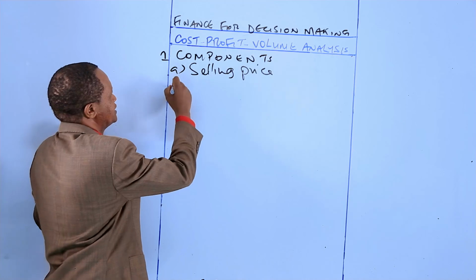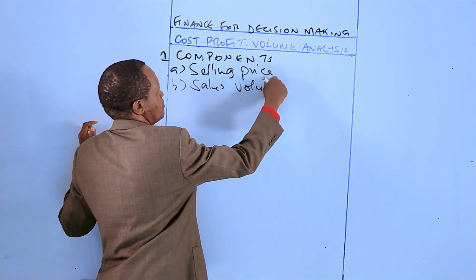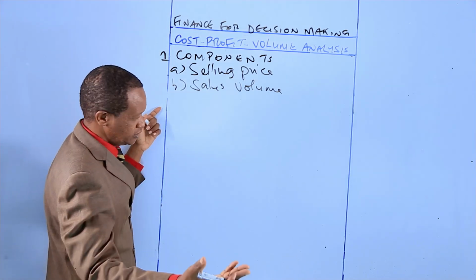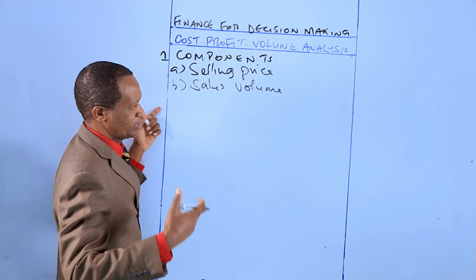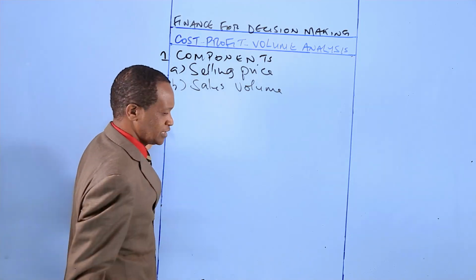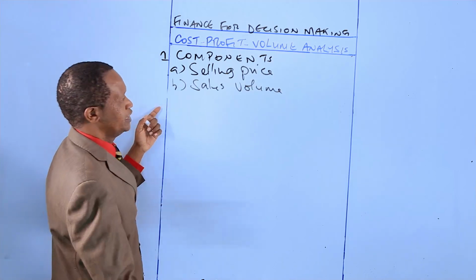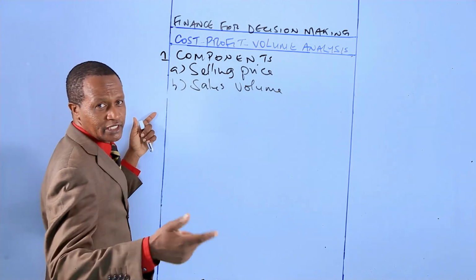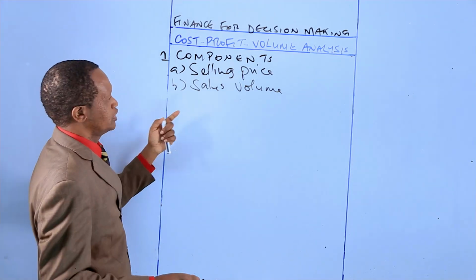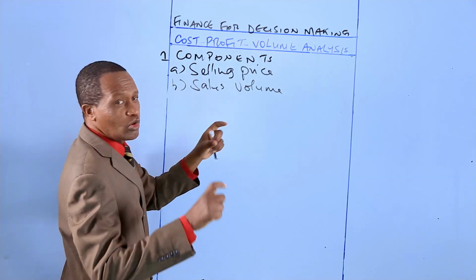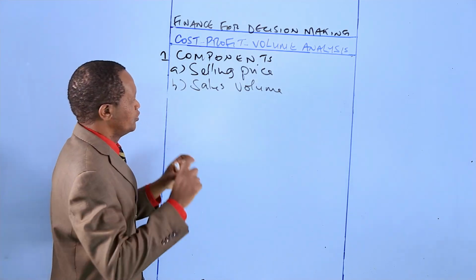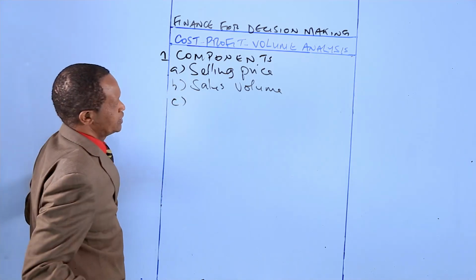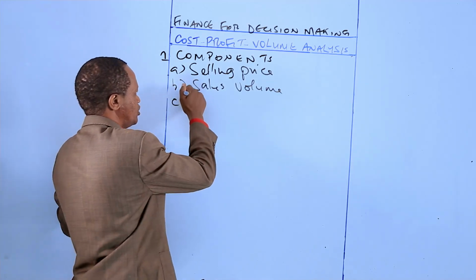Then the second one is sales volume. Sales volume refers to the number of units sold. If you are running a company, if you are in business of buying and selling goods or manufacturing and selling goods, then within a specified period of time, say the accounting period, you may sell a given number of units. So that's what we are referring to as sales volume, the quantity of units that are sold within a specific period of time.